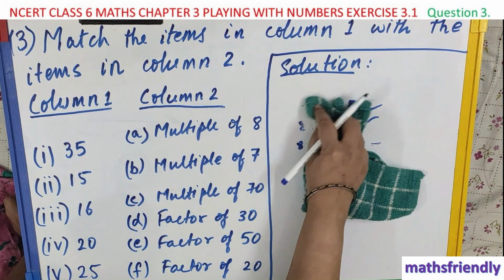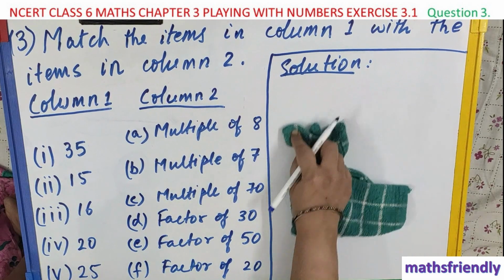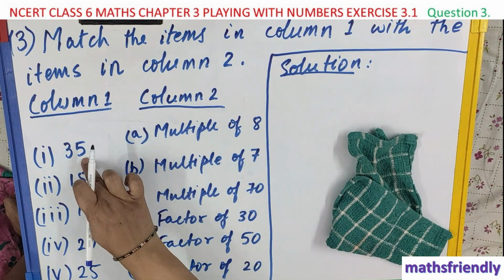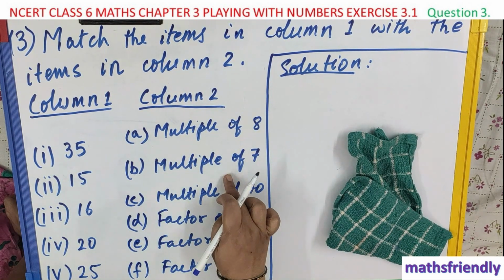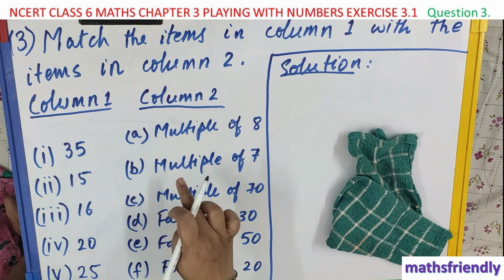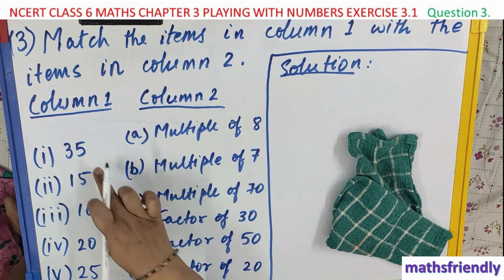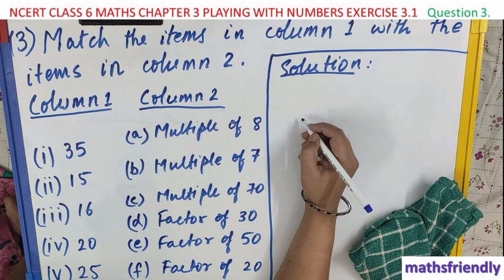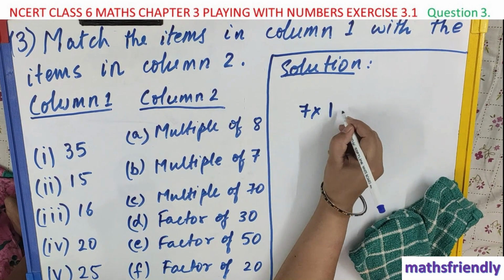Okay, so A is not going to match with this one. So let us check with this. Is 35 a multiple of 7? Yes. Let us check how.